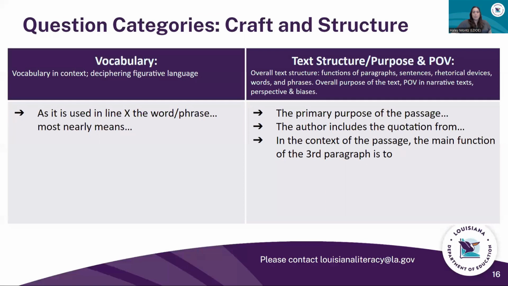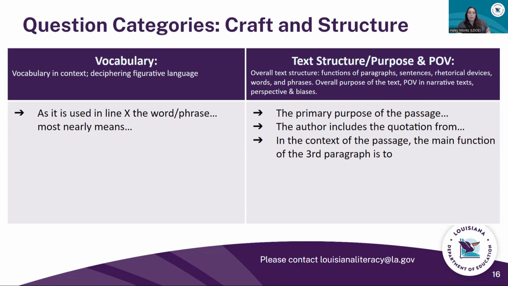On to our second reporting category, craft and structure. This makes up anywhere from 10 to 12 questions on the test, so it's the second largest category. These questions will specifically ask about things like vocabulary and context and text structure, as well as purpose, point of view, and the function of specific parts of the text, or even the text as a whole. A lot of times the function of a specific paragraph is going to be a question they're asked, or author's purpose is basically what that is.